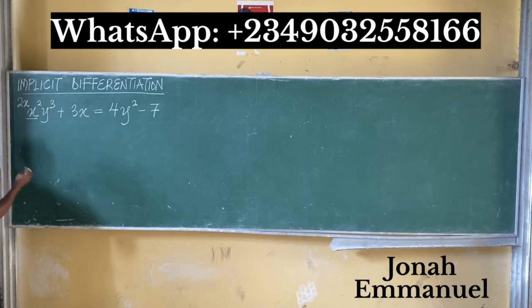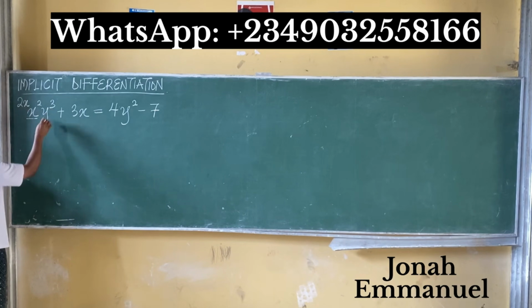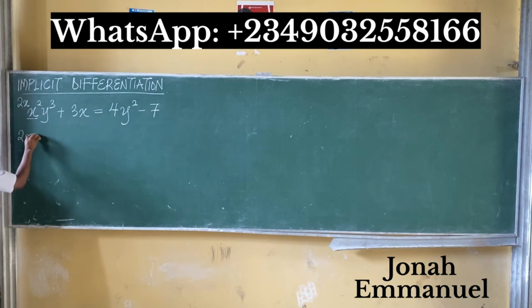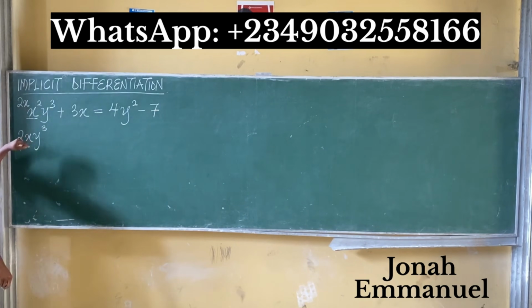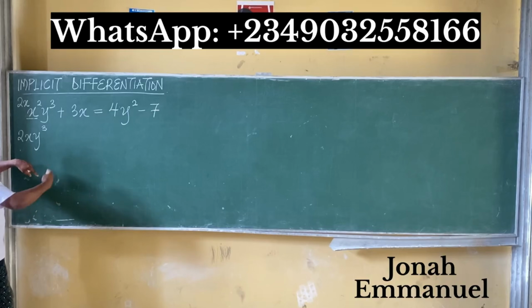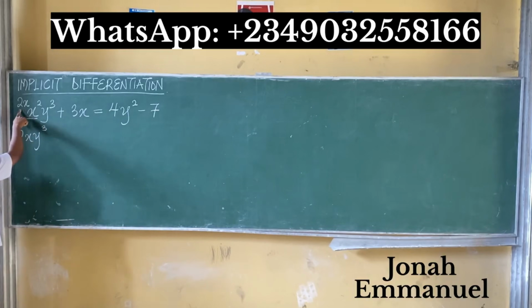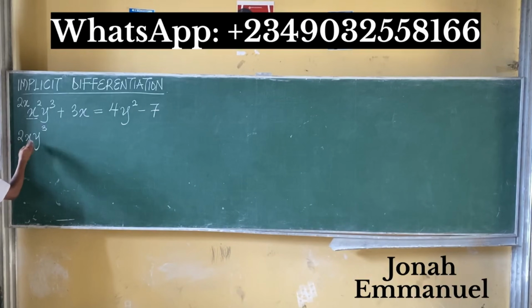Don't forget that what you're differentiating is the x term. Differentiating x squared gives you 2x. Use this 2x to multiply the y. So 2x times y cubed gives you 2xy cubed. So the concept is simple. Differentiate x, and whatever you have, use that to multiply the y term, which is y cubed. So 2x times y cubed gives you 2xy cubed. I am done with x.